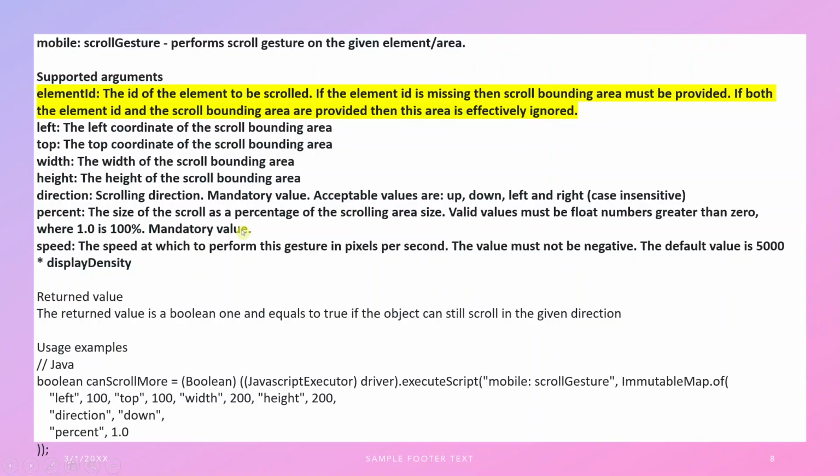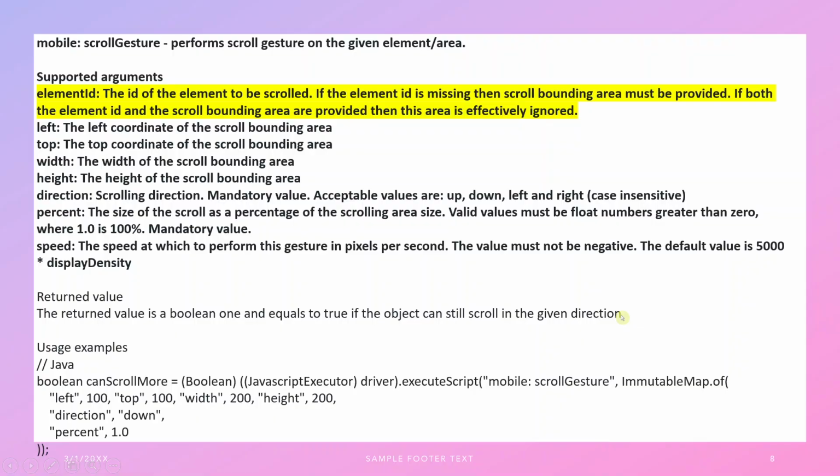Already I have made a video on how we can use this percent argument. Please check that video. I placed this video in the iCards. And speed is the speed at which to perform the gesture in pixels per second. We can specify the speed to perform the scrolling here, and the value must not be negative. The default is 5000 times display density. The return value is a boolean, equal to true if the object can still scroll in the given direction.